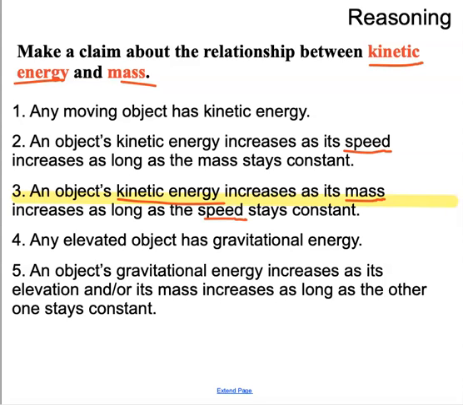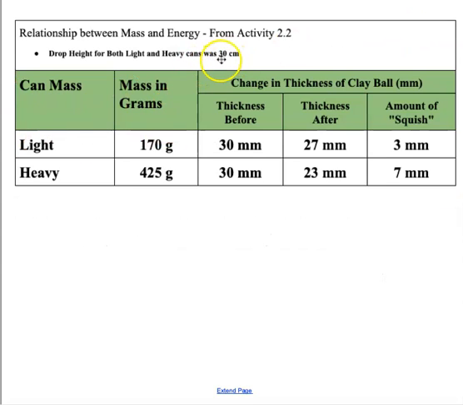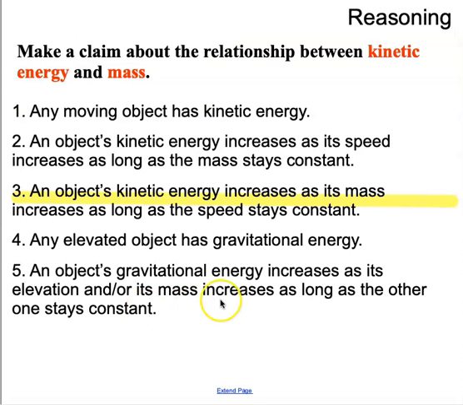We're not talking about elevated objects. You might say, well, it is elevated. But if we go back to the data and look at it right here, notice it's 30 centimeters. So they were both dropped from 30 centimeters. So we're not talking about gravitational energy. They were both the same. They have GE, but that was a control. We didn't change that at all. And then the last one is not used as well because it talks about GE again.